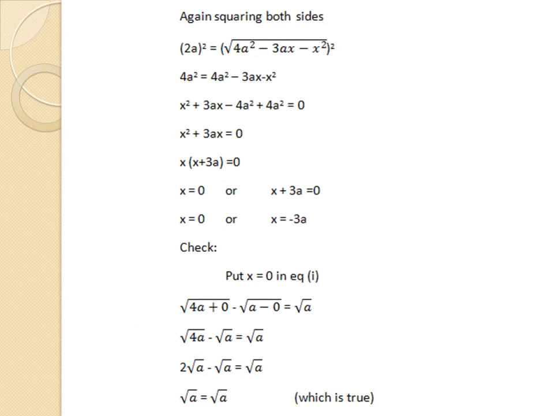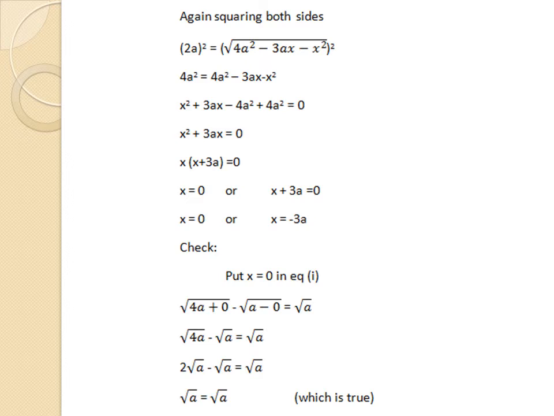Students, before we take square on both sides for the second time, you have to make sure that your expression under the radical sign is isolated on one side of the equation. Otherwise, your equation will not change to a radical free equation and you may get a radical expression again. Let's take square on both sides for the second time.